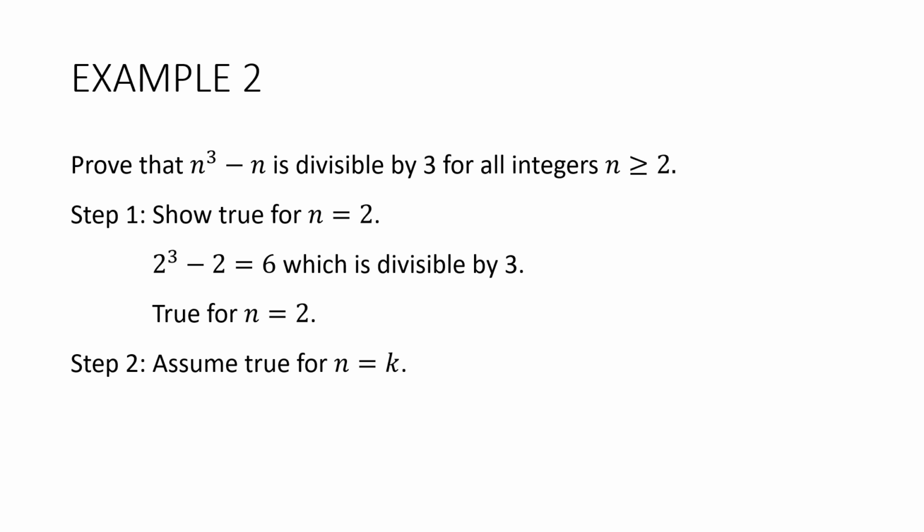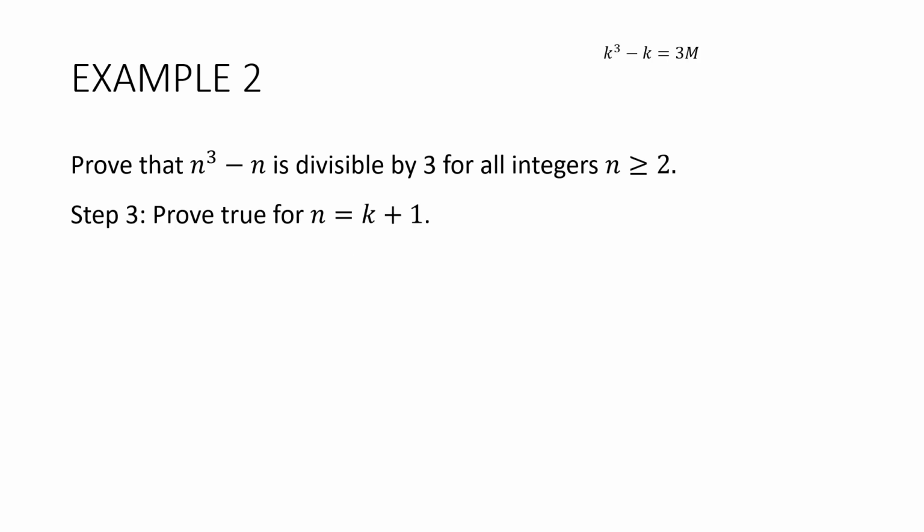Step 2, let's assume it's true for n equals k. We're going to substitute k in for n. So in other words, k cubed take away k is equal to 3m, where m is an integer. Step 3, prove true for n equals k plus 1. So again, we're going to substitute k plus 1 in for n. So we get k plus 1 cubed, take away k plus 1.